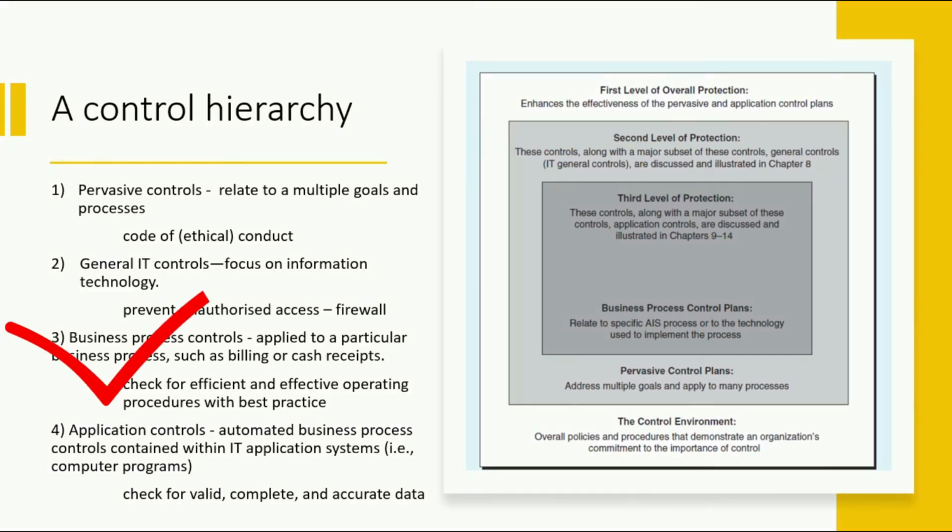Third is business process controls applied to a specific business process, such as billing or cash receipts. For example, check for efficient and effective operating procedures along with best practice. Fourth is application controls to automate business process controls contained within IT, information technology application systems. For example, check for valid, complete, and accurate data.